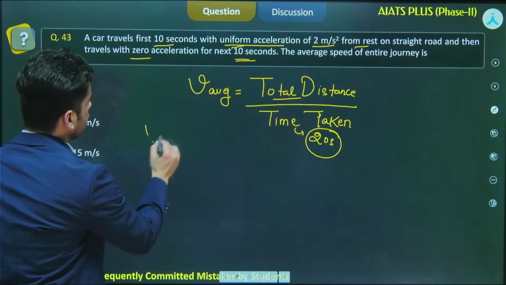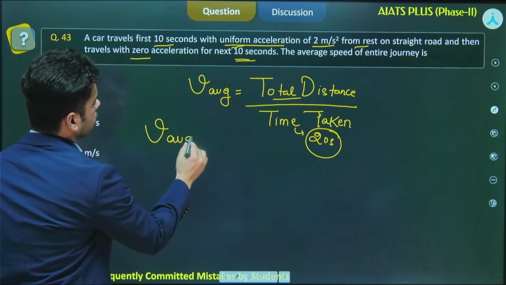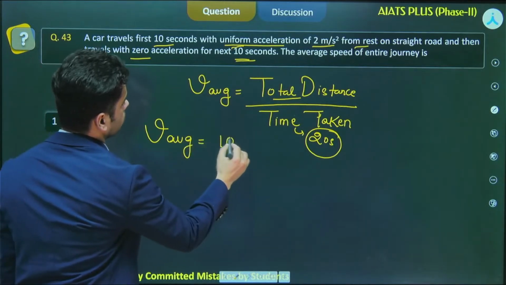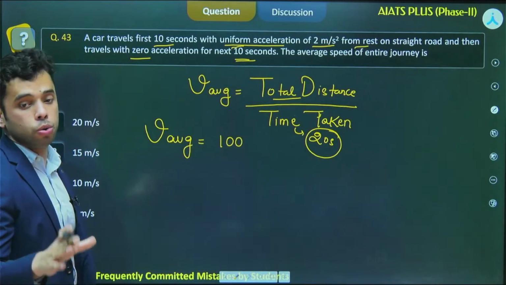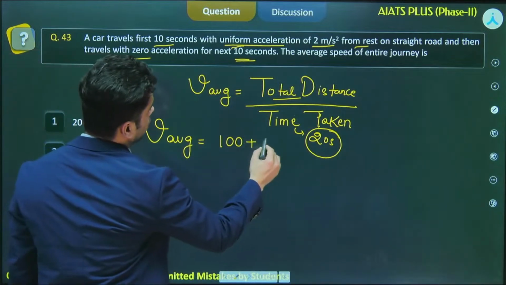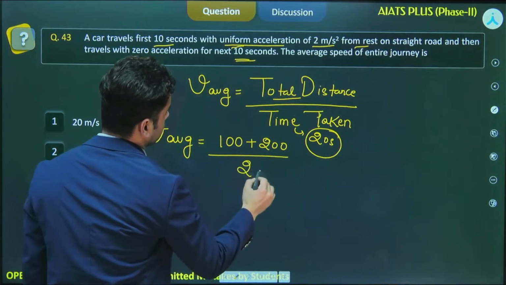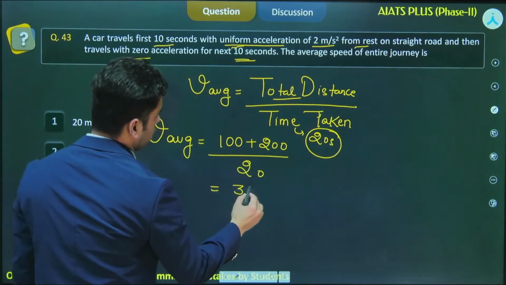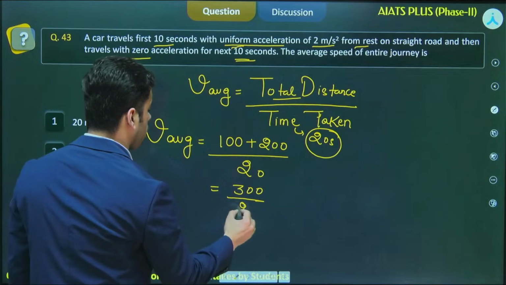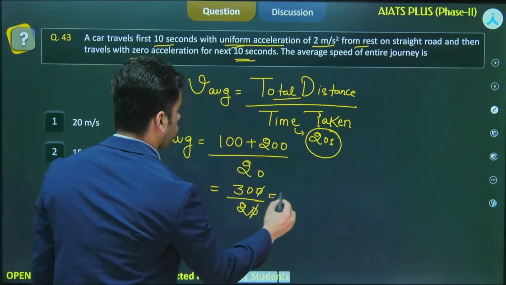So V average is defined as the total distance. Total distance was 100 from t equal to 0 to t equal to 10, plus 200 from t equal to 10 to t equal to 20. Total time taken is 20. So 200 plus 100 is 300, divided by 20. I guess it is coming out to be equal to 15 meter per second.